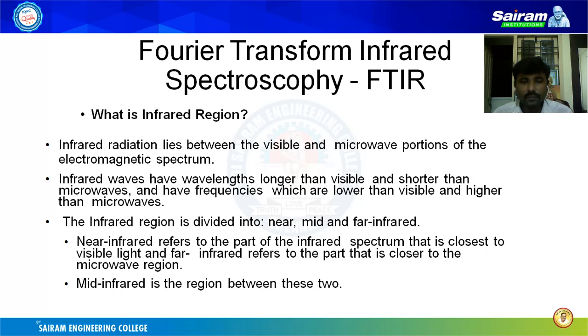Near infrared refers to the part of the infrared spectrum that is closest to visible light, and far infrared refers to the part that is closer to the microwave region. Mid infrared is the region between these two.